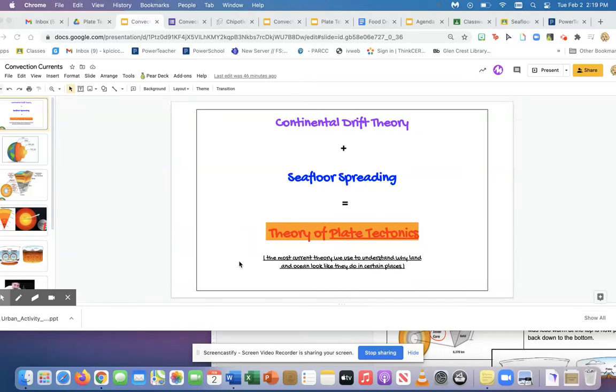Hey, everybody. Today we're going to talk about a topic that allows things on Earth to move, and it's related to what we've been talking about. So let's go ahead and get started.